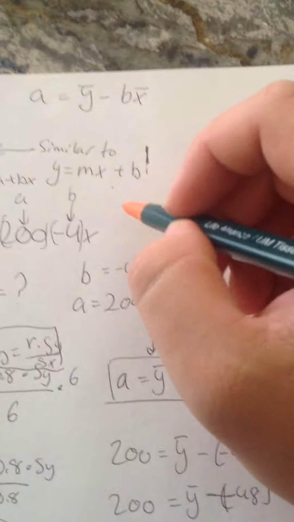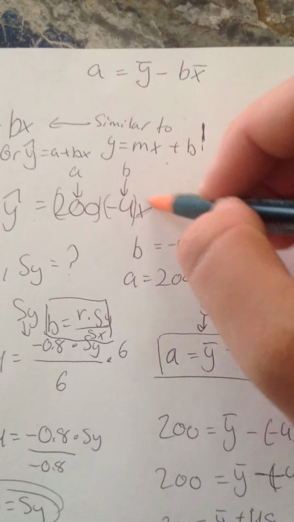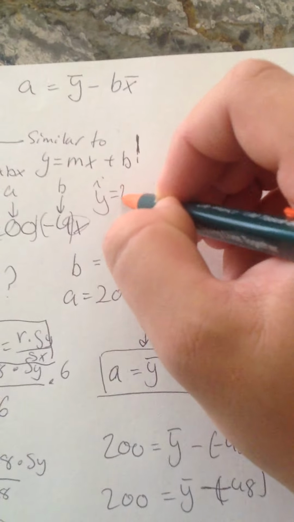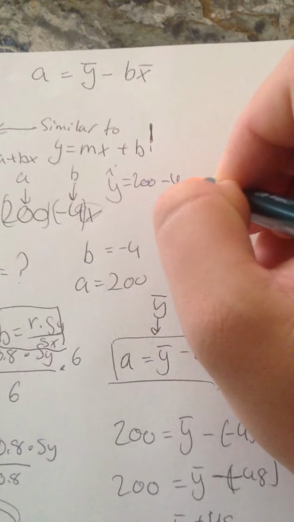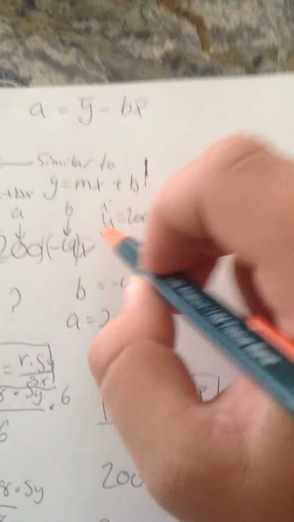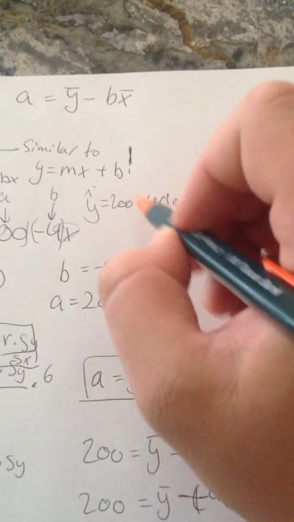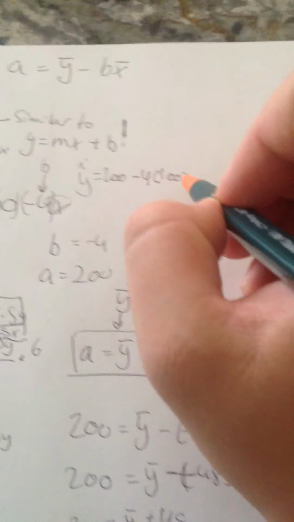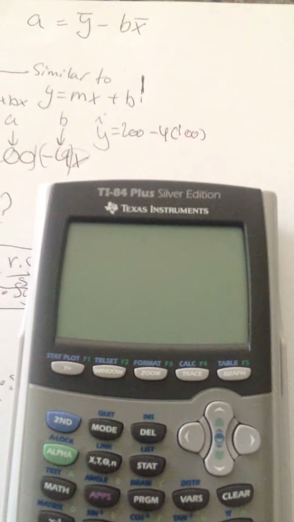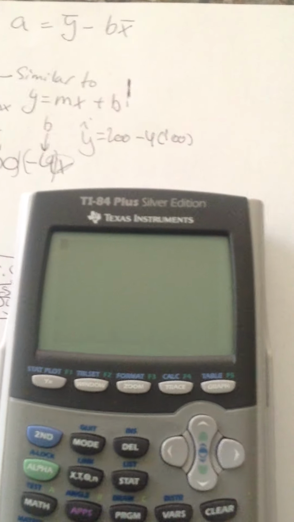So let's play around with this more. Let's say we have an actual predicted value, let's say for x equals 100. Let's plug in: y hat equals 200 minus 4 times 100. We want to find out what's the predicted value if x equals 100. Pretty simple. Grab our calculator, turn it on. Remember, you could just really use a for function for this. This is really easy math.